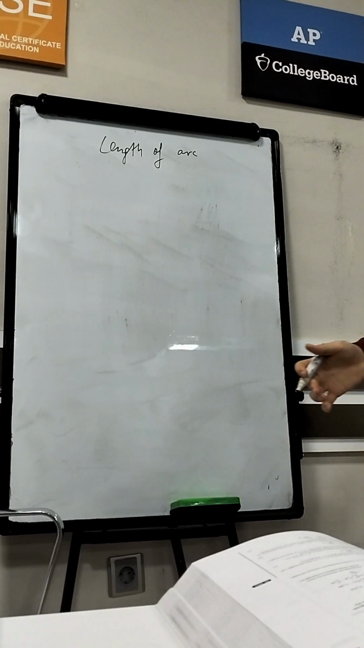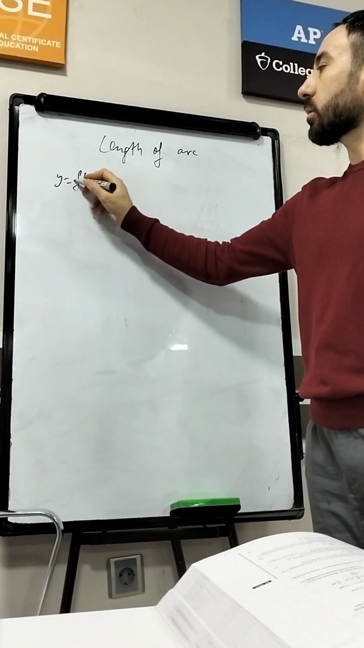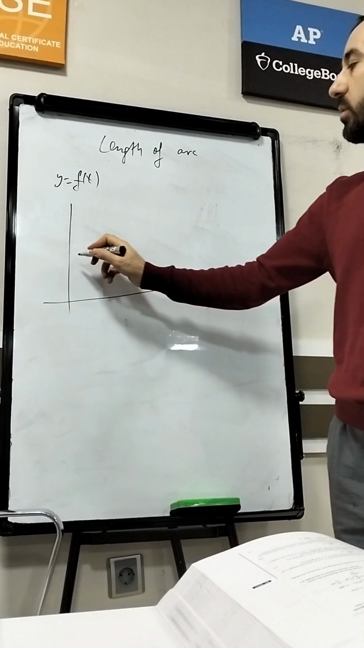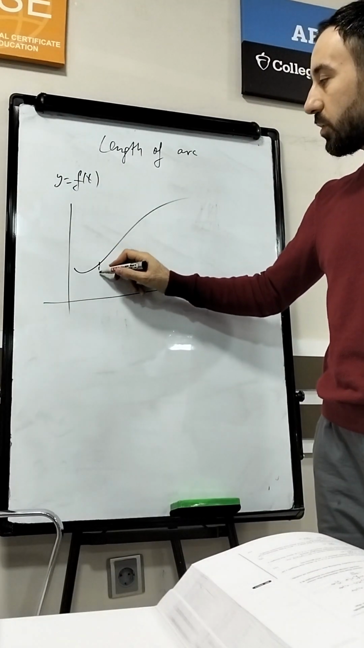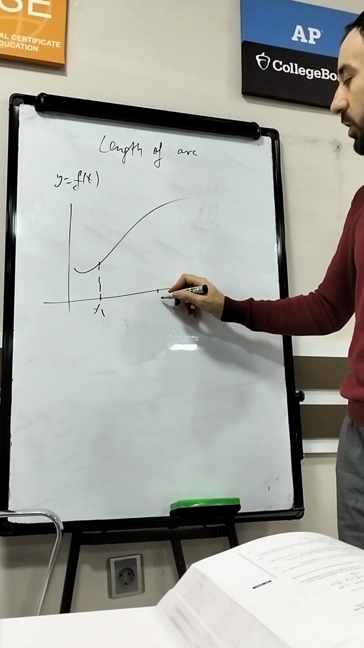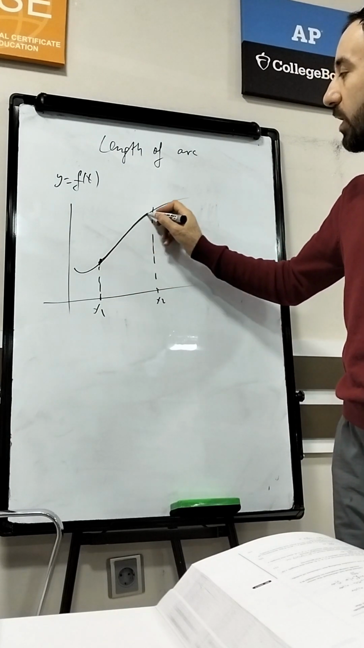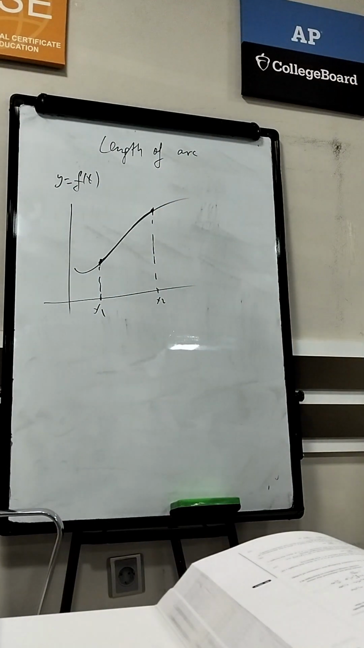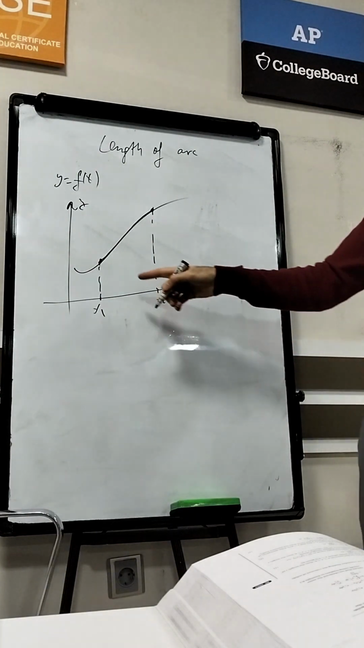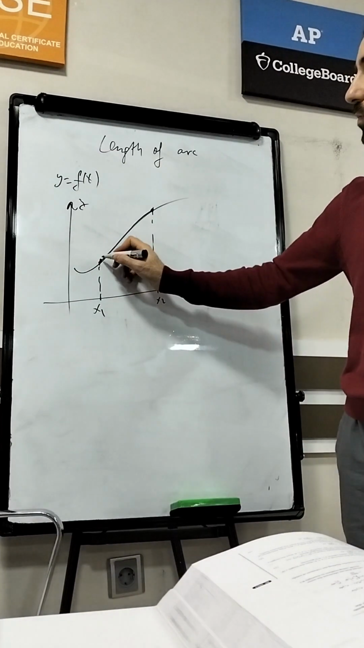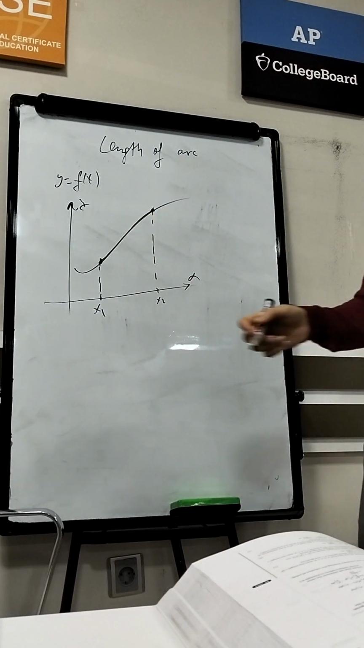Is that okay? Good. Let me say y equal to f(x) is a function. The graph of the function is given. This is the graph of the function. And this one is x1. This one is x2. A part of the function between the values of x1 and x2 is given, y-axis, x-axis. How to find the length of the function from this point to this point? The length of this part of the graph. How to find it? It's the length of curve.